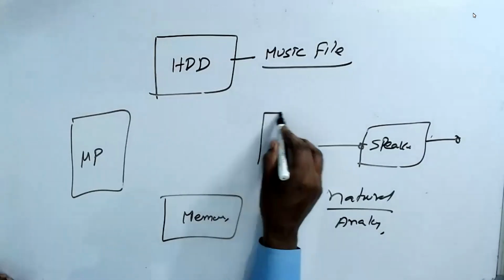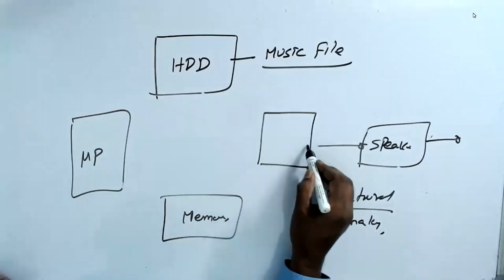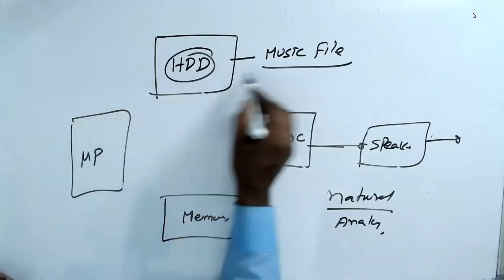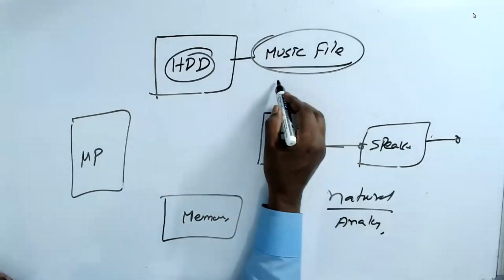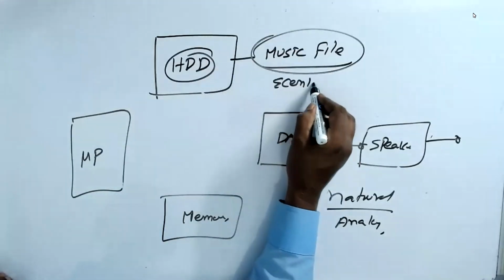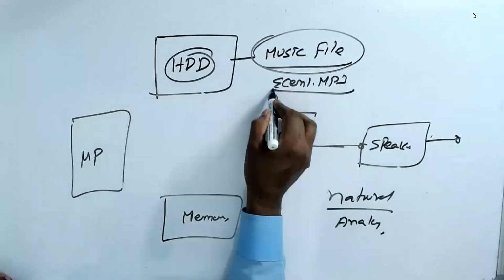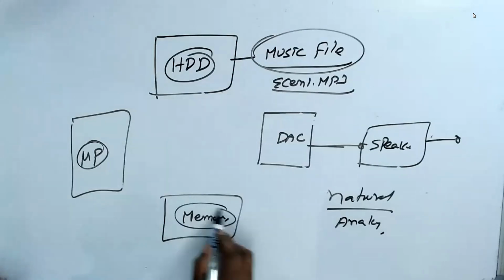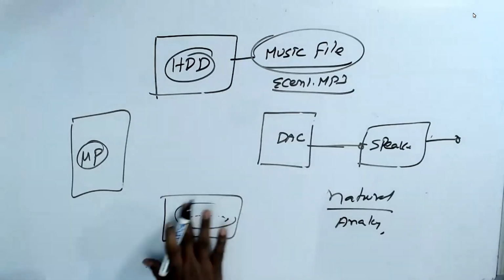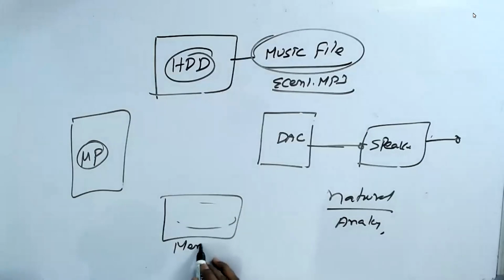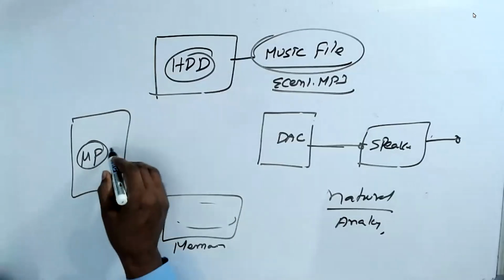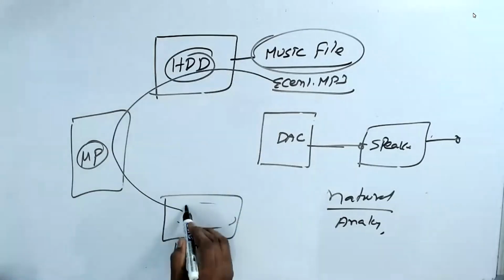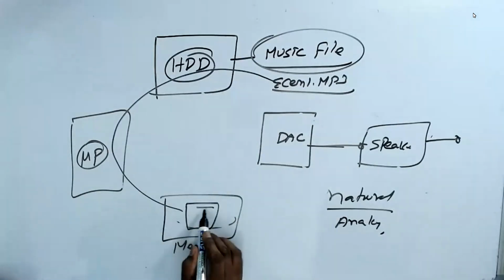Then I have a DAC. See, this is a combination. I have a hard disk where my file is there, a music file, maybe ESN 1.mp3. Then I have a microprocessor and I have a memory. Now what happened? When you run your application, that game will read this file and put it onto the memory. So now the file comes here.